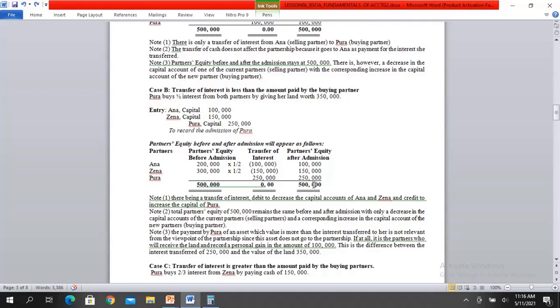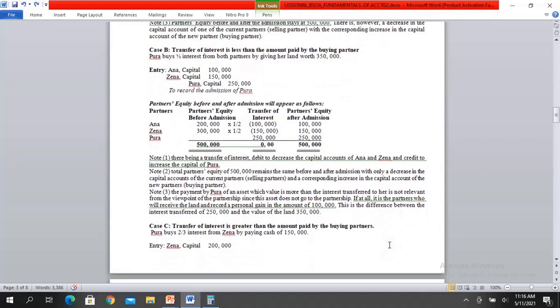So, the payment by Pura of an asset with value more than an interest transferred to her is not relevant from the viewpoint of the partnership. So, kung titingnan nyo, ang transfer kay Pura is 250,000 na interest. Pero ang binayaran niya is, magkano? 350,000. So, mas mataas yung binayaran ni Pura kaysa dun sa transfer sa kanya. However, hindi yan makaka-apekto sa partnership.